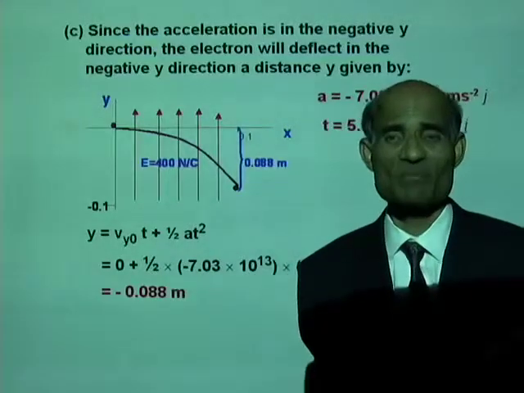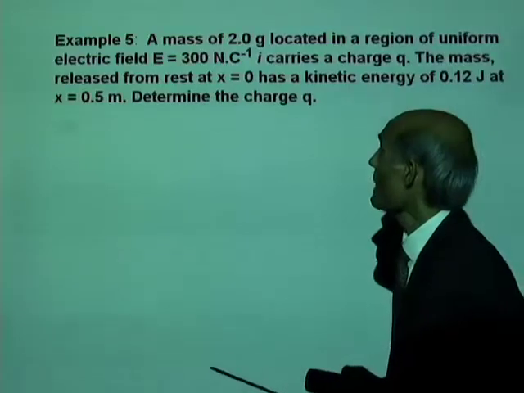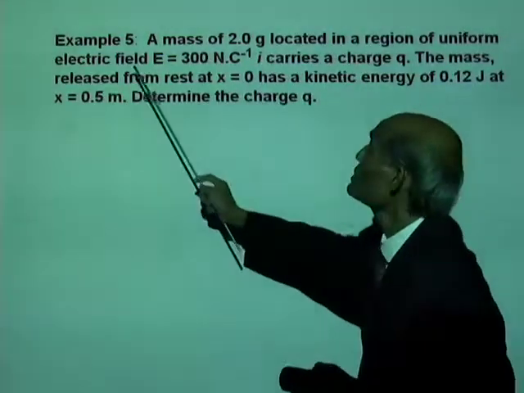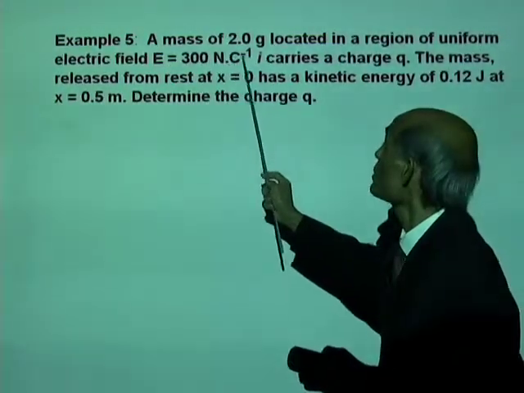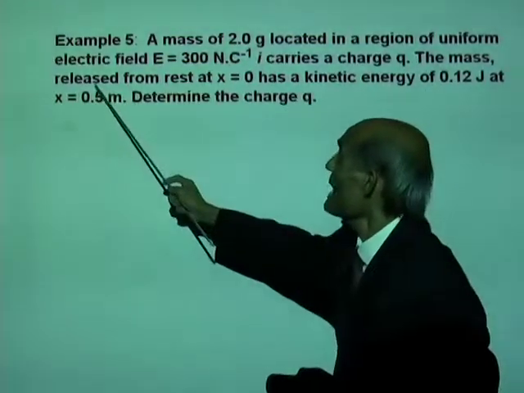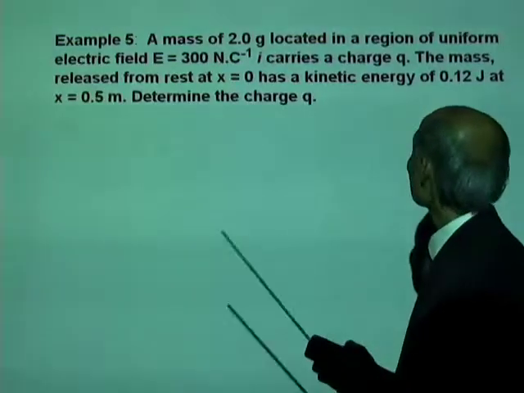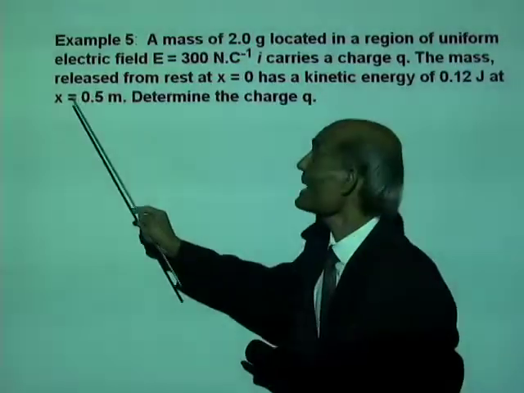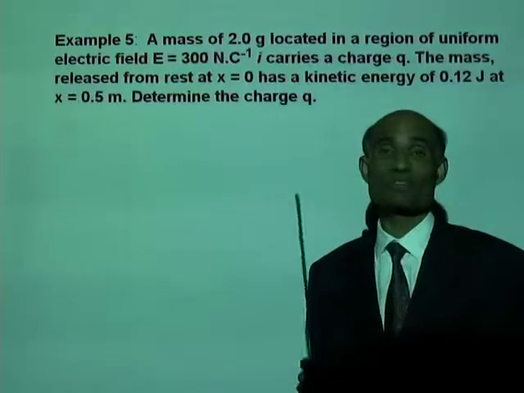and how to do these kind of problems. Okay, let's do another one. A mass of 2 grams located in a region of uniform electric field 300 Newton per coulomb I carries a charge Q. The mass released from rest at x equal to 0 has a kinetic energy of 0.12 joules at x equal to 5 meter. Determine the charge Q.